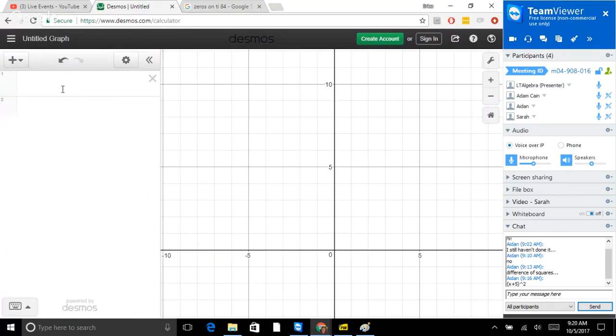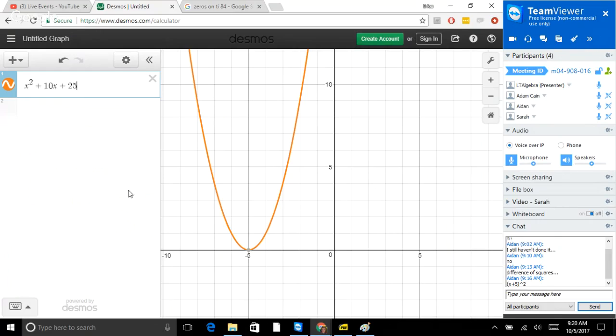So if I go to graph it, x squared plus 10x plus 25. All right, so here is our root. And you can see we only have the one point at which it hits the x-axis, right? But this represents two different, it's a repeated 0. It represents two different zeros of our equation.